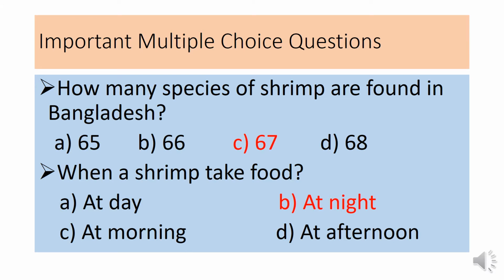How many species of shrimp are found in Bangladesh? Mainly 67 species of shrimp are found in Bangladesh. And the second question is when shrimp take food. Mainly we know that shrimp is a nocturnal animal. That's why shrimp take their food mainly at night time. So the answer will be at night.